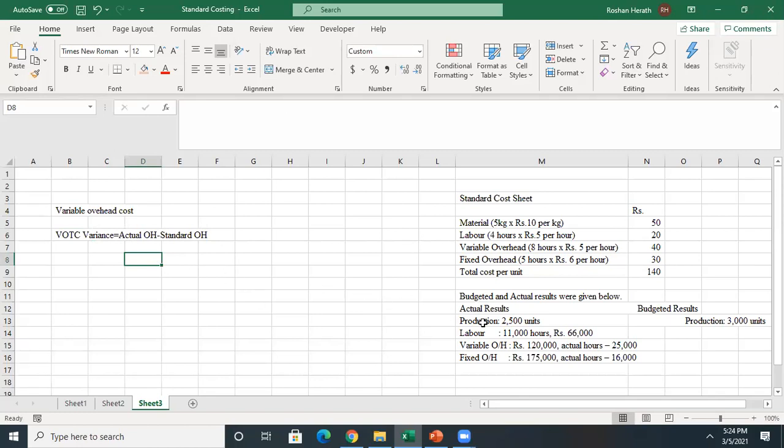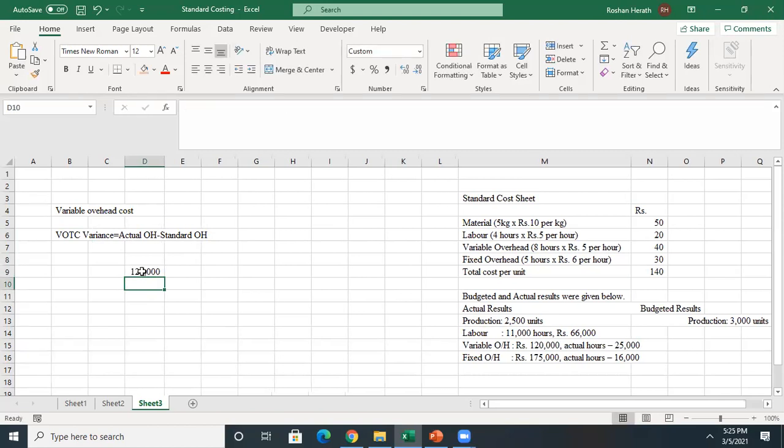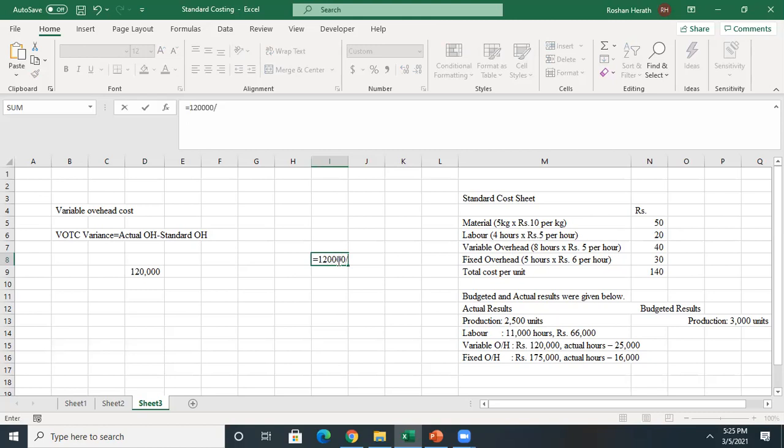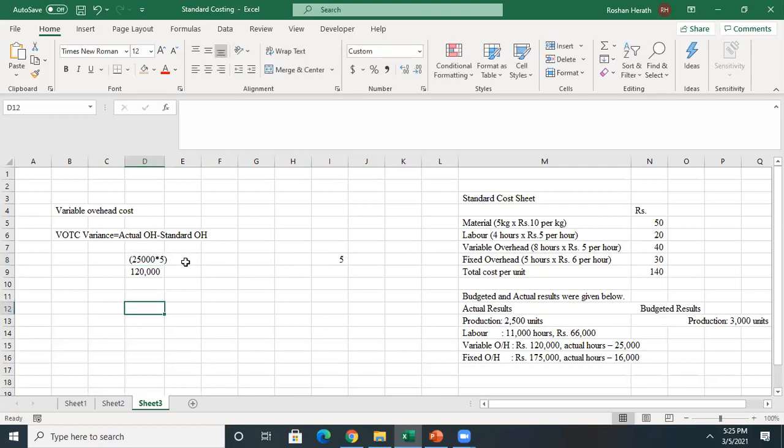We can see that actual overhead would have given variable overhead actual 120,000. But we may take it in a more detailed way. Actual hours, there's 25,000 hours are there, and this 120,000 is paid for 25,000 hours. So it's rupees 5 per hour. So it's 25,000 hours into rupees 5 per hour. So that is how the actual overhead comes.